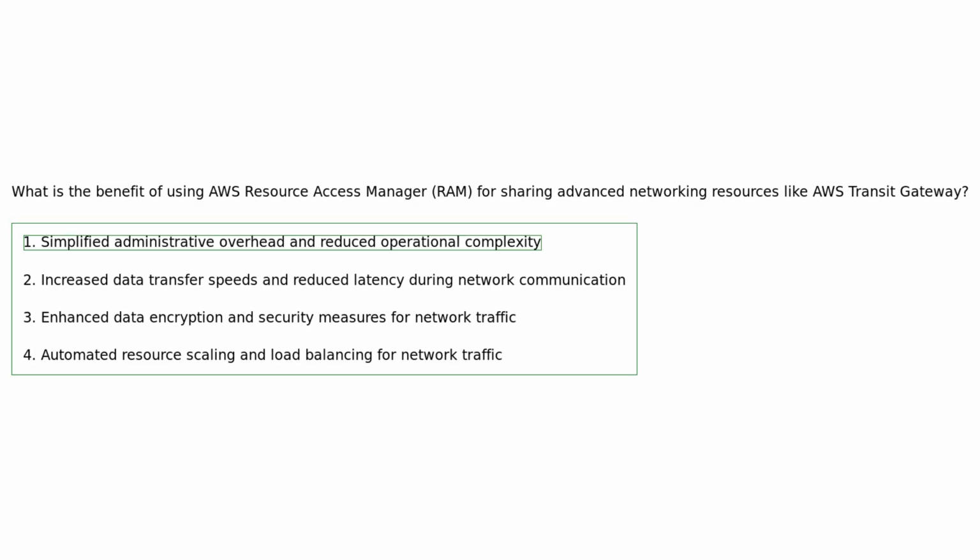AWS RAM offers simplified resource sharing for advanced networking resources like AWS Transit Gateway, reducing administrative overhead and operational complexity while facilitating seamless collaboration and connectivity across accounts.